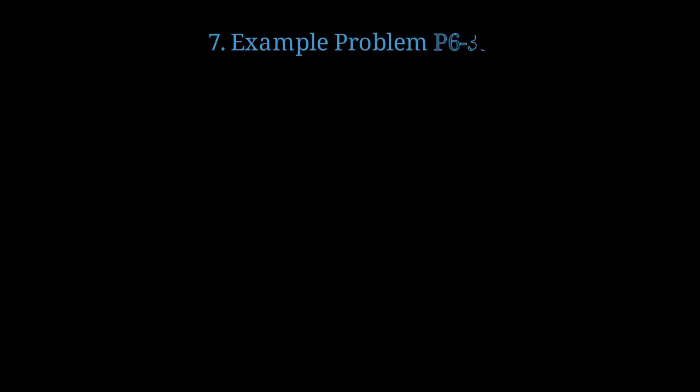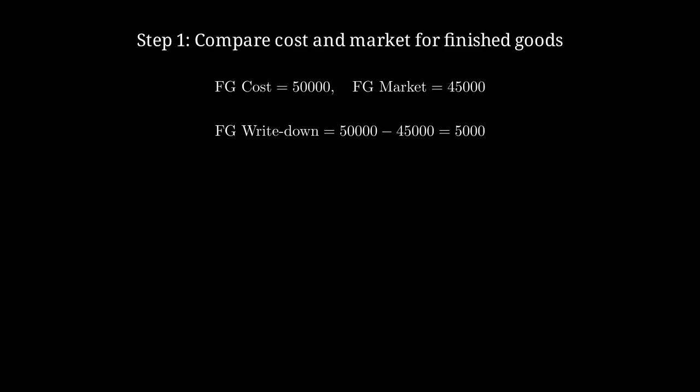Let's work through a practical example evaluating inventory for impairment. First, we compare the cost and market value for finished goods inventory. Finished goods have a cost of $50,000, but market value of only $45,000. The finished goods write-down equals $5,000.